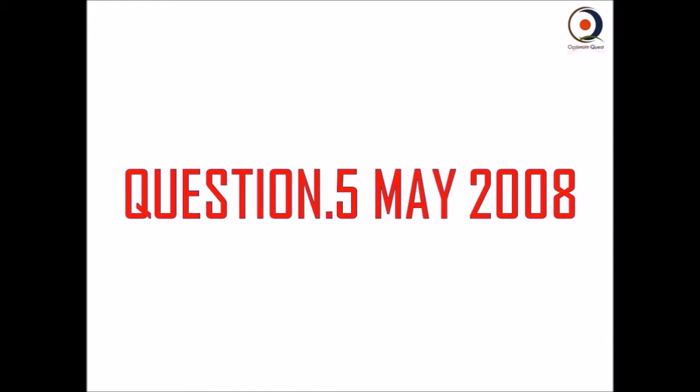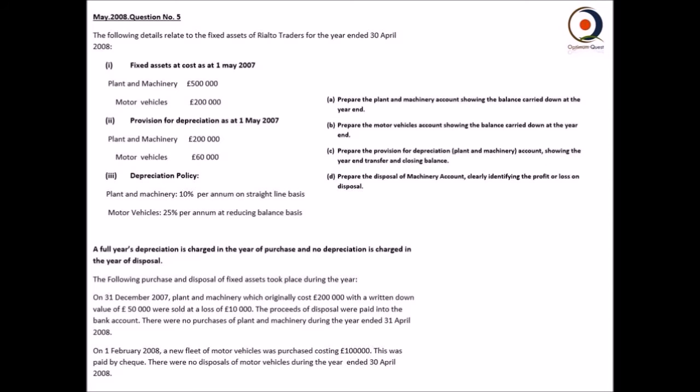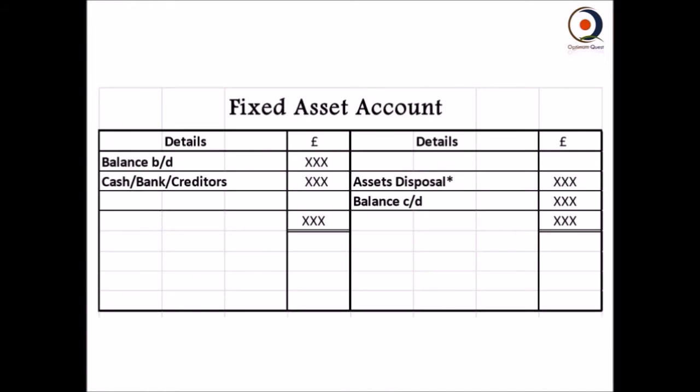So let's start with question number 5 of May 2008. So here goes the question. As you can see, we have four requirements here, A, B, C and D. Since the first two are about preparing plant and machinery account and motor vehicle account, which are basically fixed asset accounts, let us first recall how the format of a fixed asset account actually looks like.